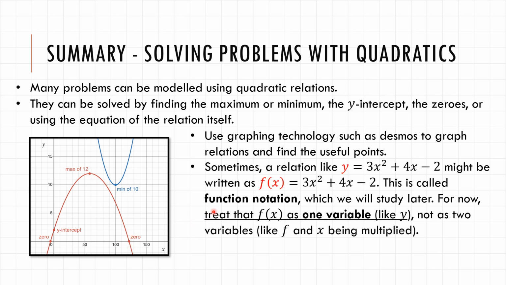Sometimes an equation is written like this with this f bracket x. This is called function notation, which we didn't cover in this unit, but which we will ideally study later. What you can do for now is just treat that like a single variable, just like y. So just change it back to y and then continue on as usual.